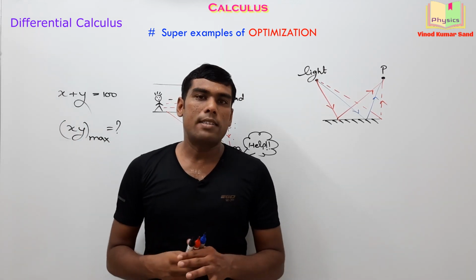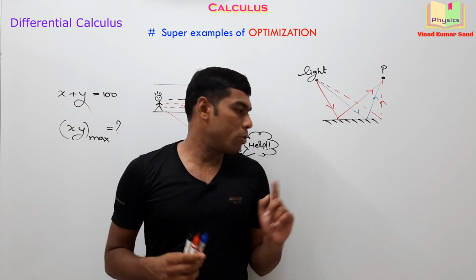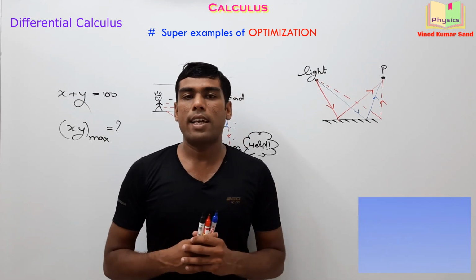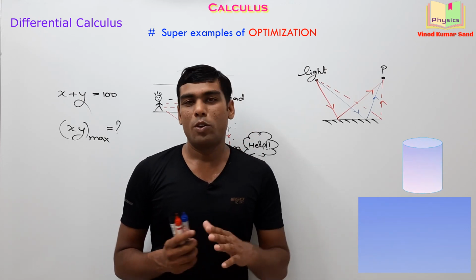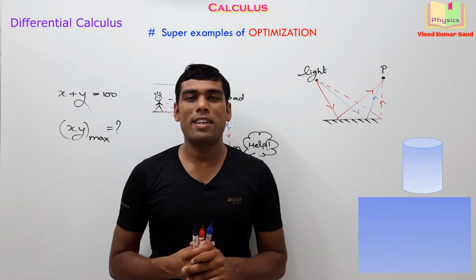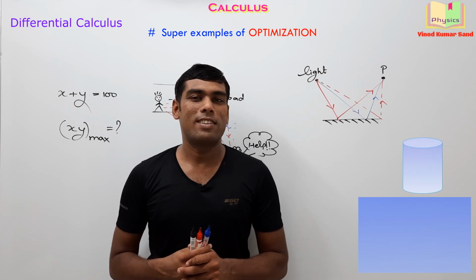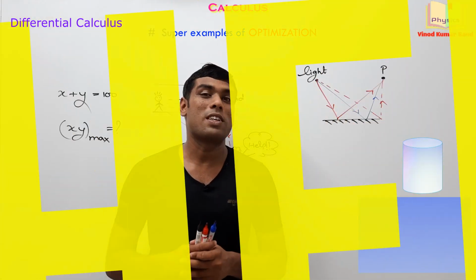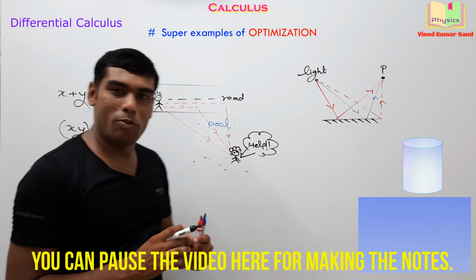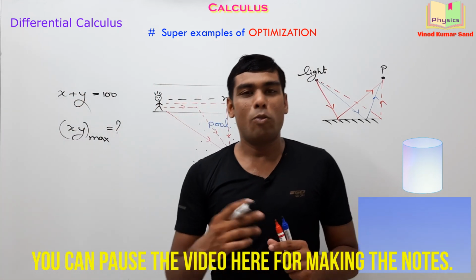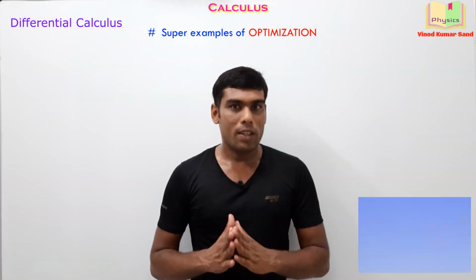Another example, let's say I give you a fixed amount of material and then I ask you to make a cylinder of the maximum possible volume. What will be the chosen radius or the height of that cylinder? This problem can be solved using differentiation. So we have numerous applications of differentiation. We'll read them one by one in this video.